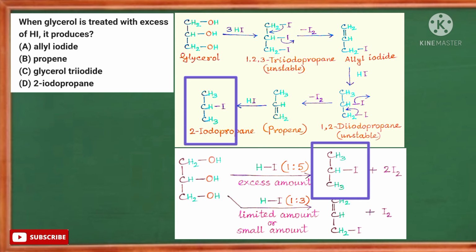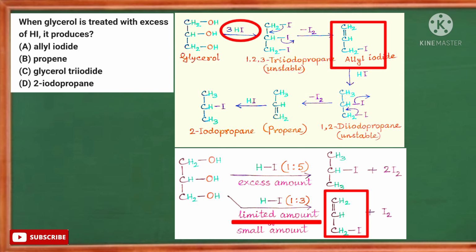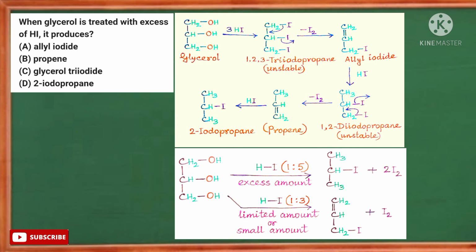So which product will be formed in this reaction actually depends upon the reaction condition. When excess amount of HI is available in the reaction medium, of course the product is 2-iodopropane, and when 3 moles of HI is available with respect to 1 mole of glycerol, the product is allyl iodide. During the formation of 2-iodopropane, 2 moles of I2 will be produced as a byproduct, and during the formation of allyl iodide, 1 mole of I2 will be produced as a byproduct.